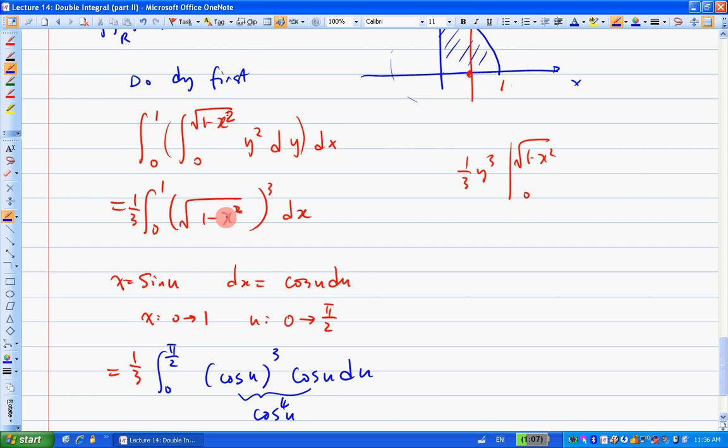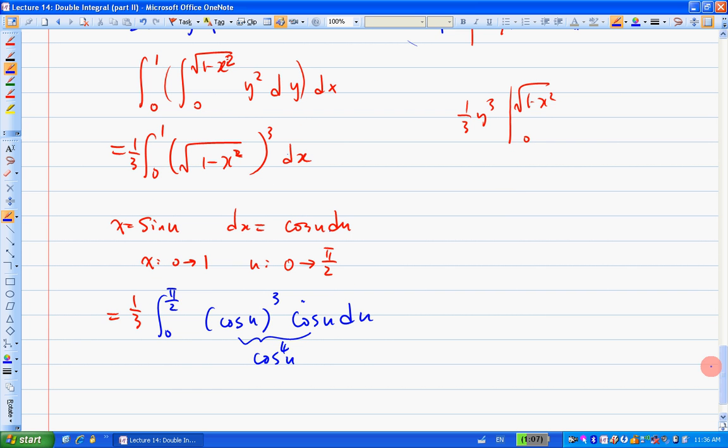Right? You let sine u, y minus sine u squared is cosine u. Square root of cosine u gives you back this cosine u here. And this is to the power 3, so to the power 3. And dx is cosine u du, so this portion is dx here, right? Okay? So this one here, I don't think this is an easy example.